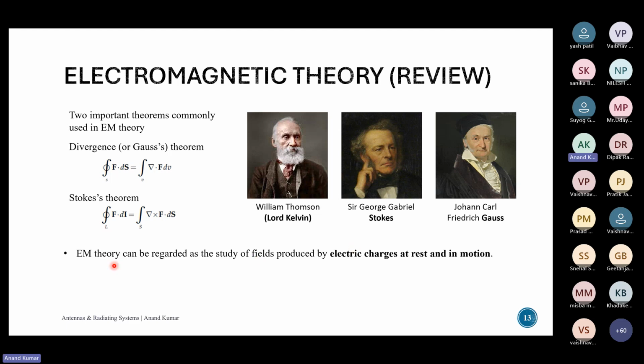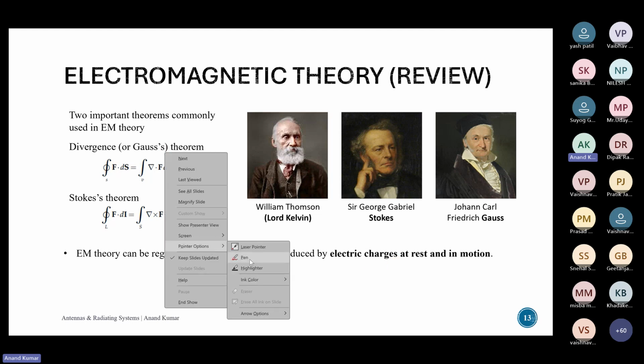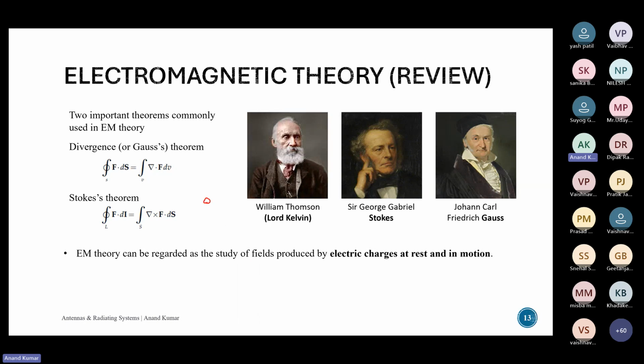And electromagnetic theory can be regarded as the study of fields produced by electric charges at rest or in motion. So if there is a charge in space, let me try to use a pen maybe. For example, if there is this charge and it has maybe positive or negative on it, if there is a charge existing in space, it will have an electric field moving outside. So if a charge exists, you will have an electric field.